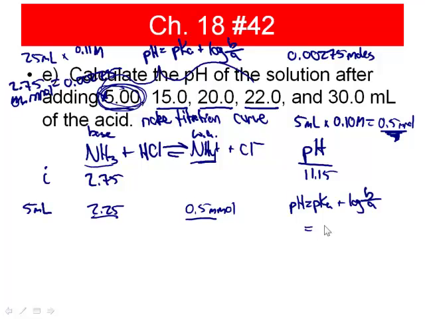And we get that the pH is 9.91 or so. And there we go. That's the pH of the solution, guys. Now you can see that at each of these other points, it's going to be a very similar process because we have a buffer at each of those points.